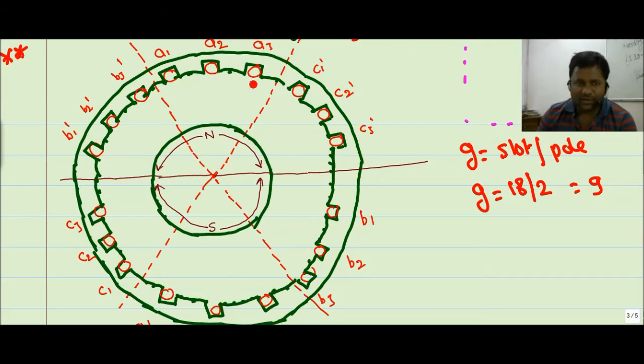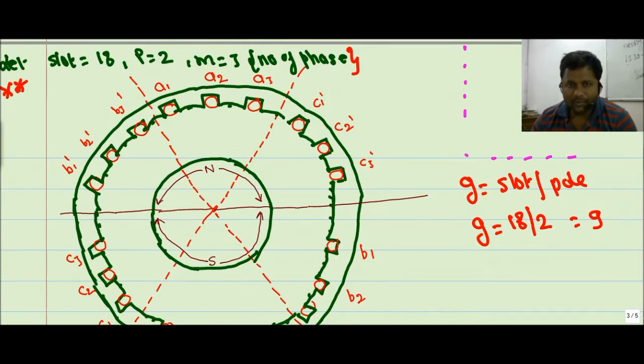So we are making 18 slots in the stator winding, and it is a 2 pole machine. The rotor has a 2 pole structure, and the stator is also a 2 pole machine, but the number of slots is 18. So we have considered it in this fashion. The slots per pole is 18 by 2, that means 9. There are 9 slots per pole. At the north pole there are 9 slots, and similarly at the south pole there are 9 slots. This is the first quantity.